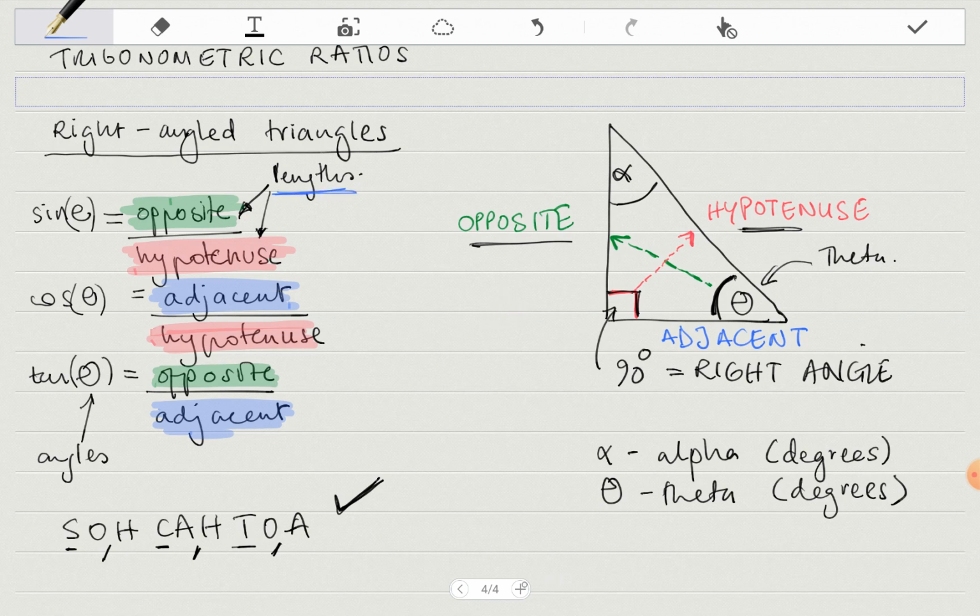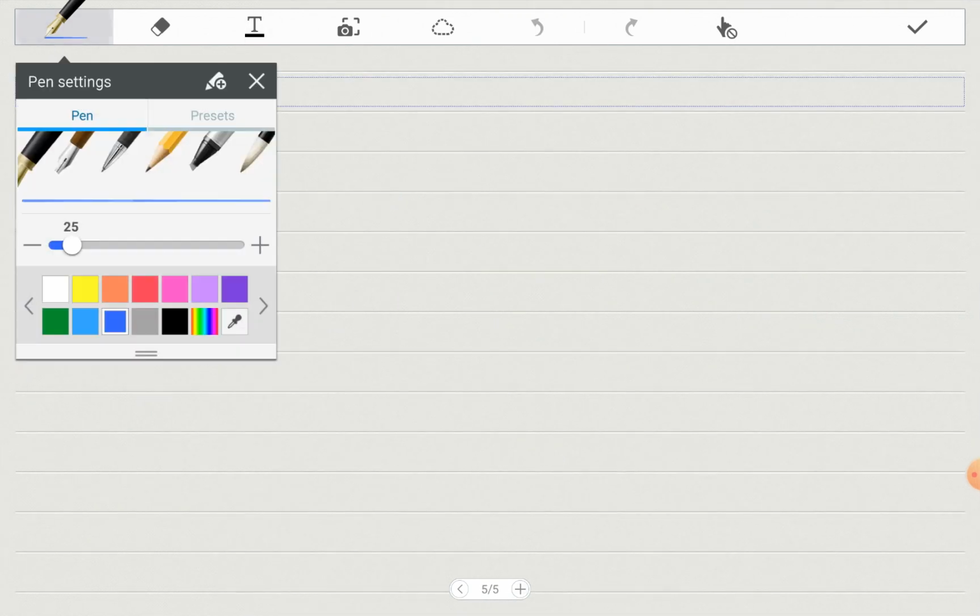So if we move on here to how we can use these trigonometric ratios, that will follow in the next video.